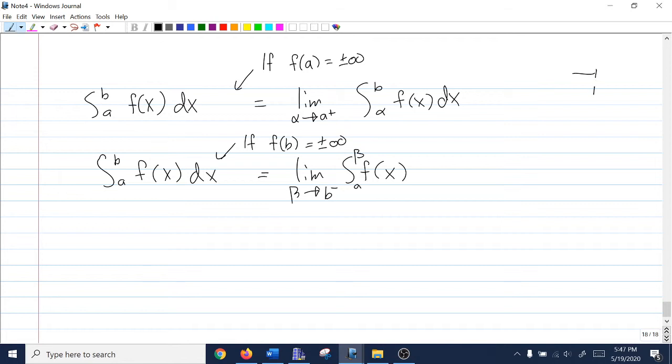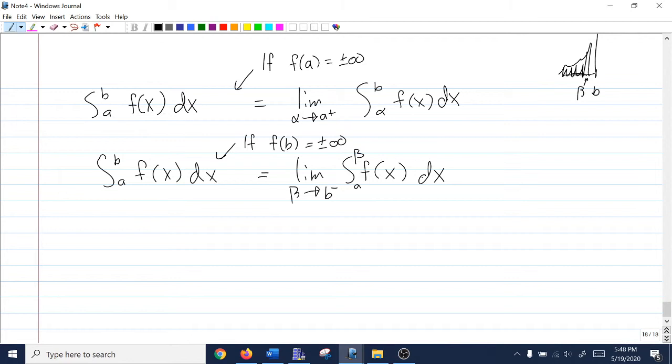If b is the place where it goes crazy, and you don't want to actually integrate over the crazy part, you should integrate on a number that's always left of b. Don't let beta go a little bit to the right of b. You don't want to integrate from the other side of the undefinedness. You want to integrate from the safe side and let the safe side get close to dangerous.